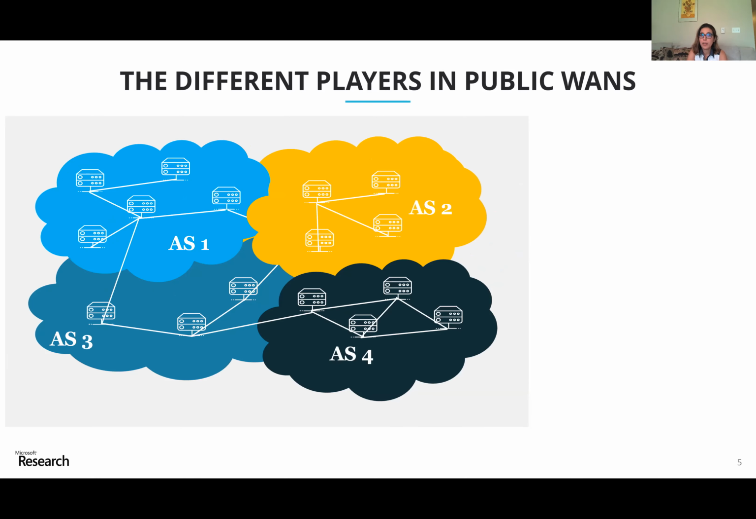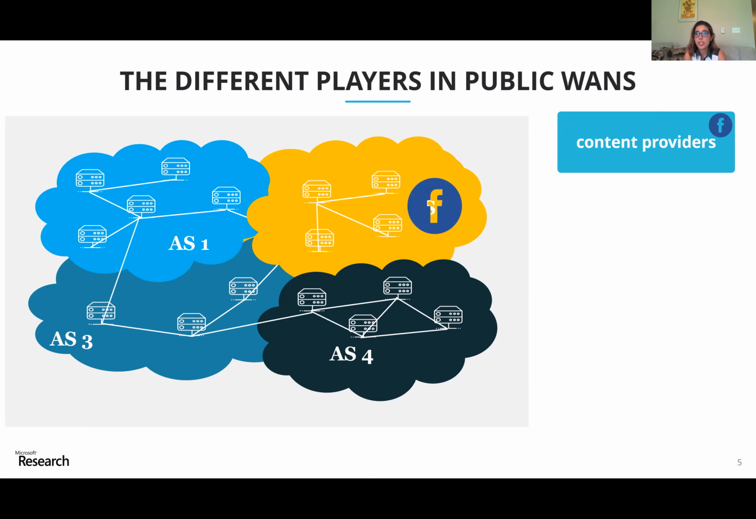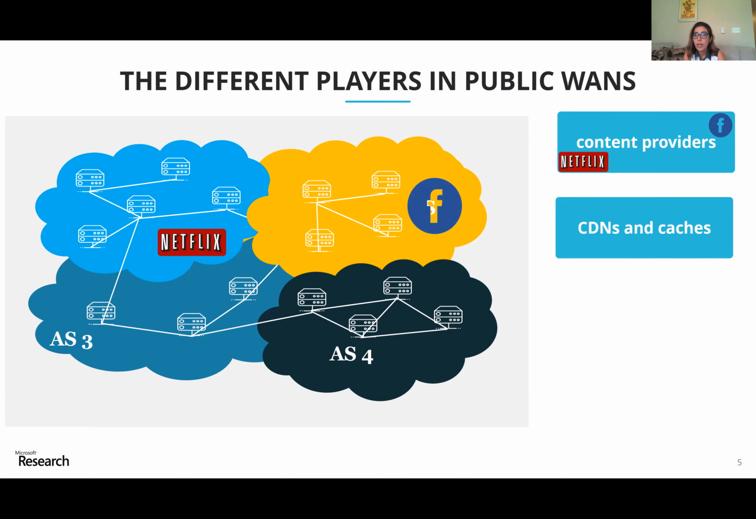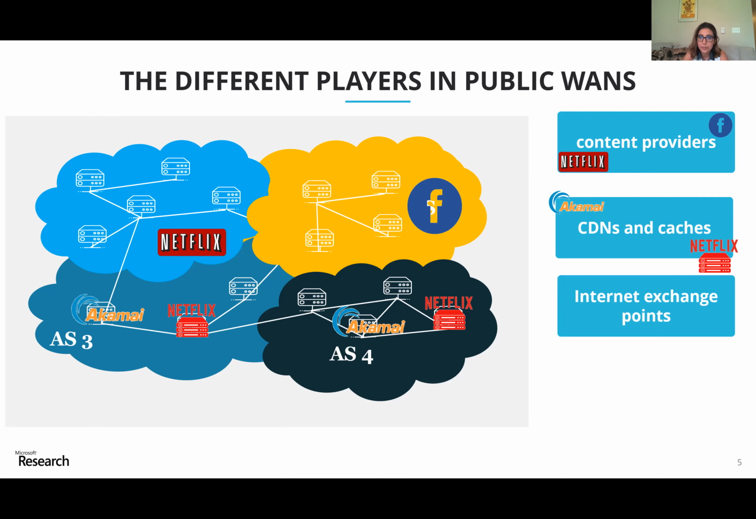Now let's go back to the public WAN scenario. In addition to internet service providers that manage these individual autonomous systems, there are other players that are involved in these networks. Players such as content providers. These are those companies that produce the information that we, the users, consume over the internet. Companies such as Facebook or Netflix are examples of such content providers. We also have CDNs, content delivery networks, and caches that serve this content to us. An example of a CDN, which many of you might have heard about, is Akamai. Or on the other hand, there is Netflix's Open Connect, which is caches that Netflix puts inside ISPs so that they can put their content closer to us, the users, and serve it to us at lower latency. We also have internet exchange points, which are places where different providers peer with each other to be able to exchange traffic.